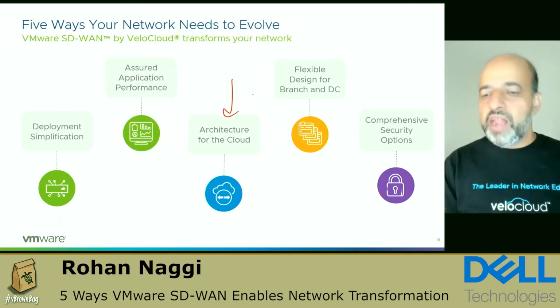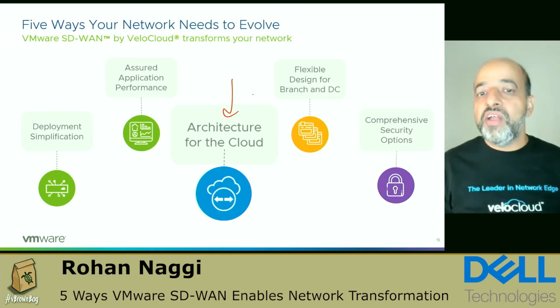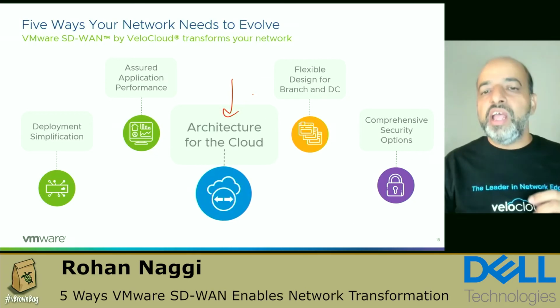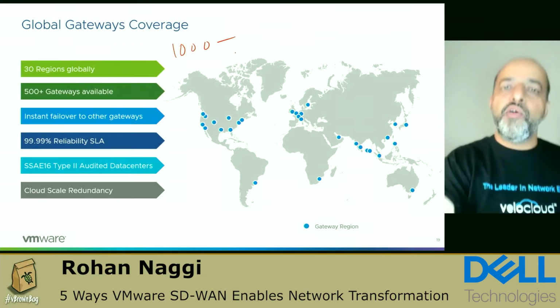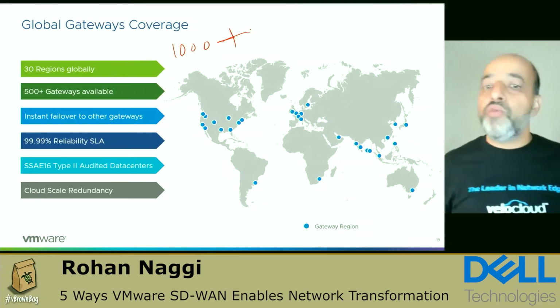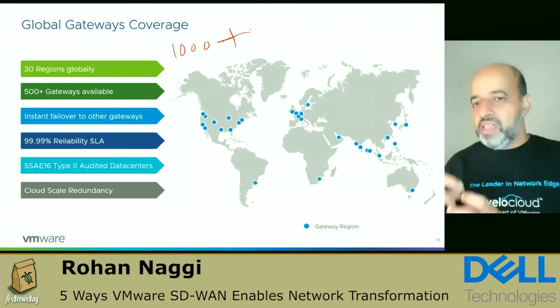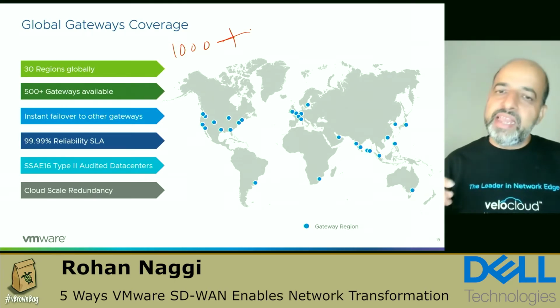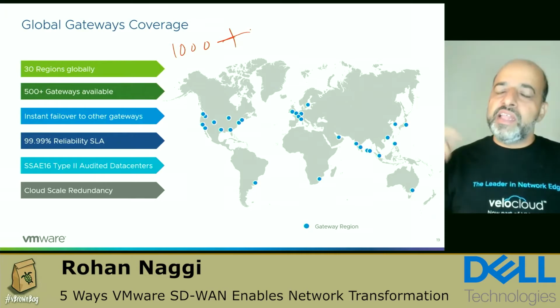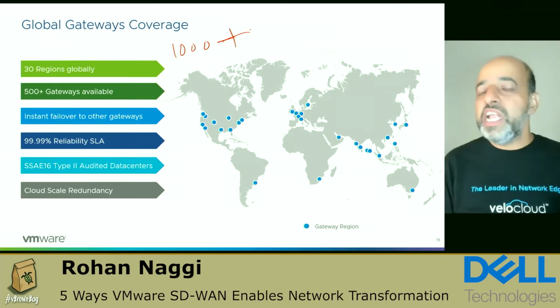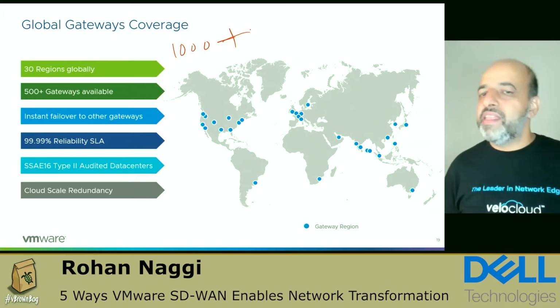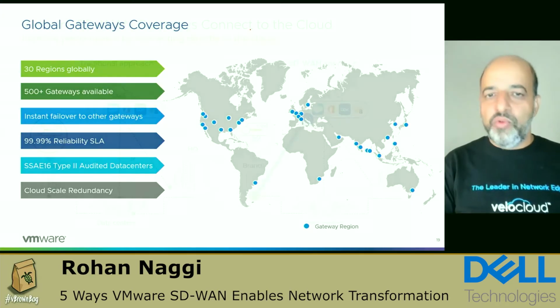Let's talk about the architecture for the cloud. Like I mentioned, one of the key components, the gateway, is in the cloud. Today we have 1,000 plus gateways around the globe, with a global footprint, and these are sitting in the same co-facilities where the SaaS providers are. That's the key to it. So we are milliseconds away from the SaaS cloud.